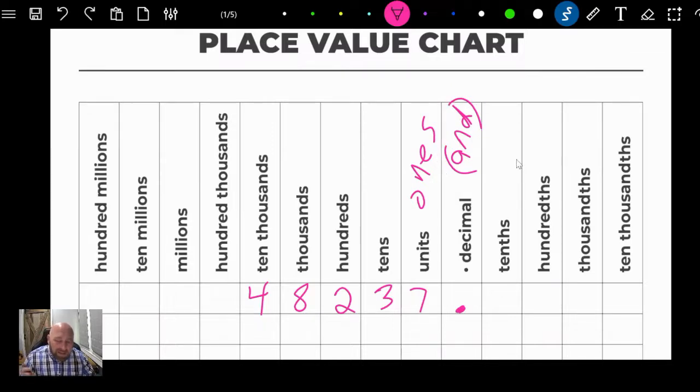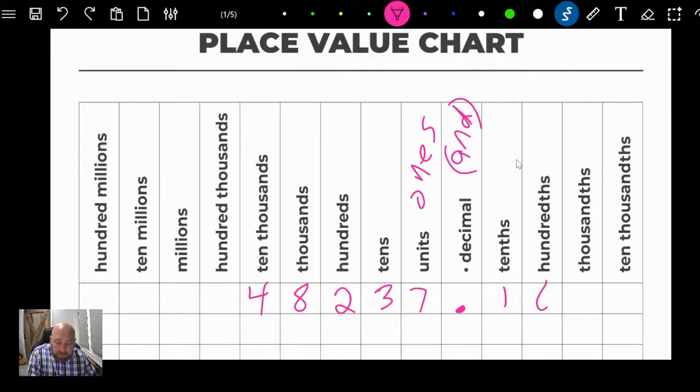And then let's do tenths. I'm trying to use different numbers, so we'll put a 1 in the tenths place. Okay, so now the 1 is in the tenths place, the 4 is in the 10,000, the 8 is in the 1,000, the 2 is in the hundreds, the 3 is in the 10, and the 7 is in the ones, or in the unit. Okay, so let's read this number. 48,237 and 1/10. That's kind of the official way to read that number.